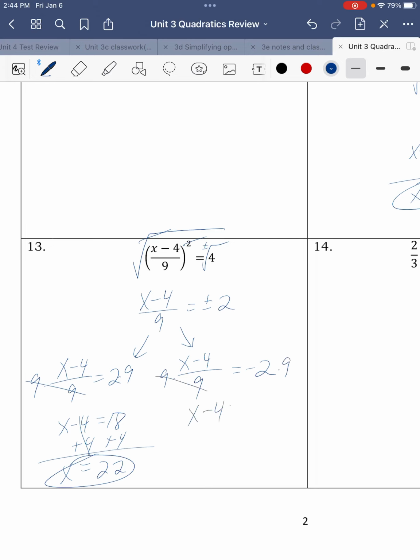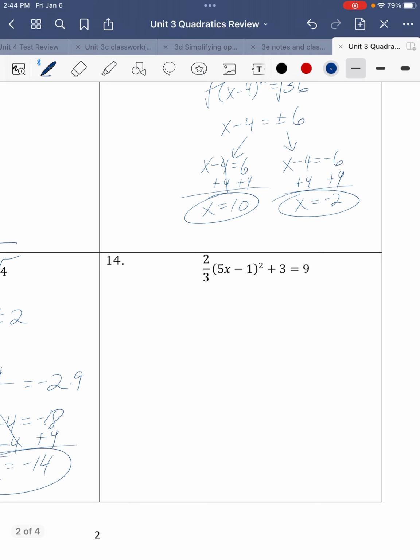Here we're going to multiply by 9. And a lot of people think it's always just a positive and negative, and it's not the case when you have more operations left. It's not just a positive 22 and a negative 22, but a positive 22 and a negative 14.